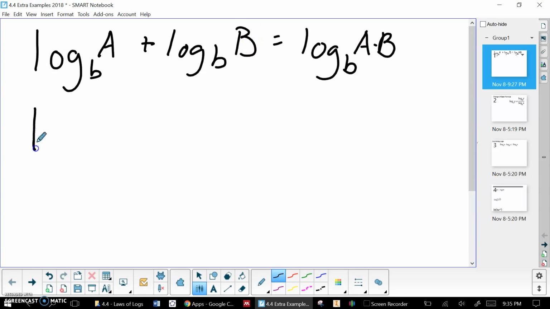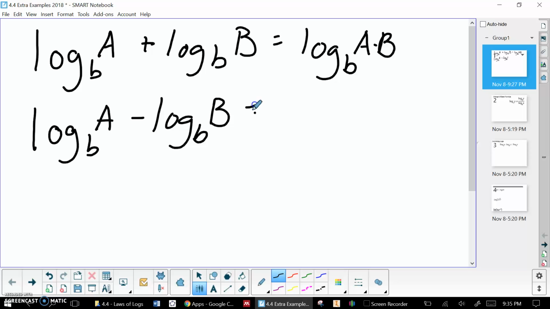We have a similar rule with subtraction, log base b of a minus log base b of b. That's going to turn it into a subtraction problem. The big thing here, there's only one logarithm. It's log base b of a divided by b. Their order really does matter.